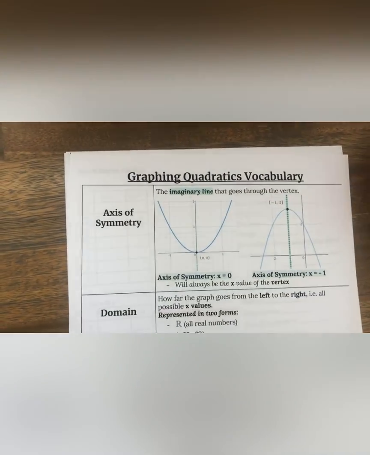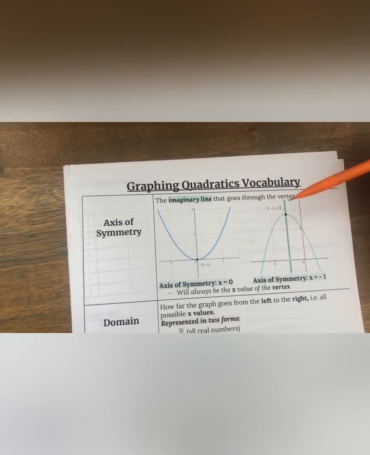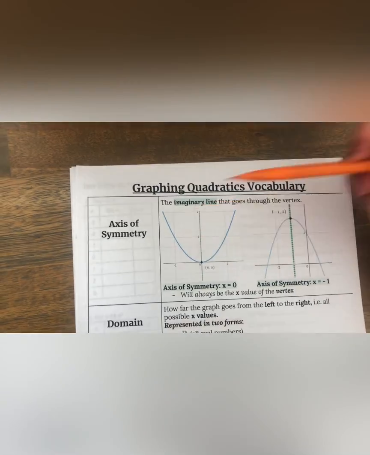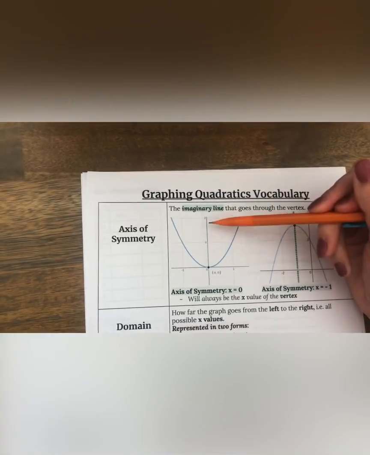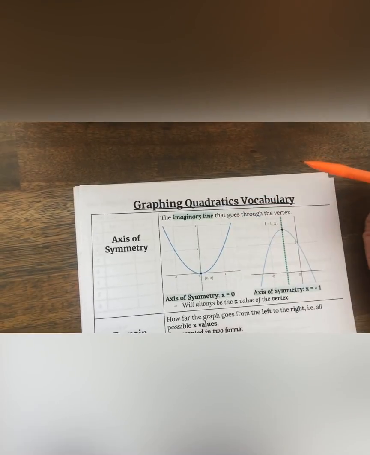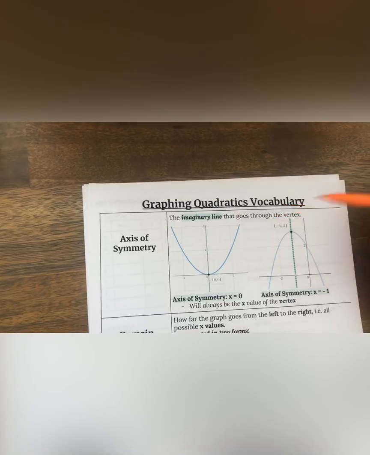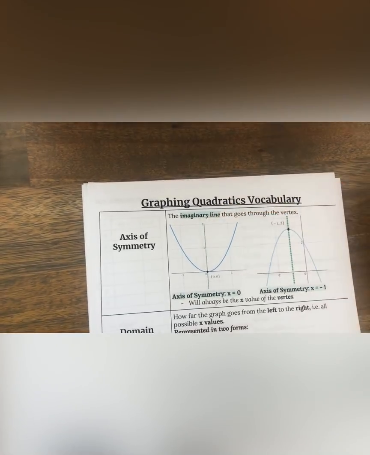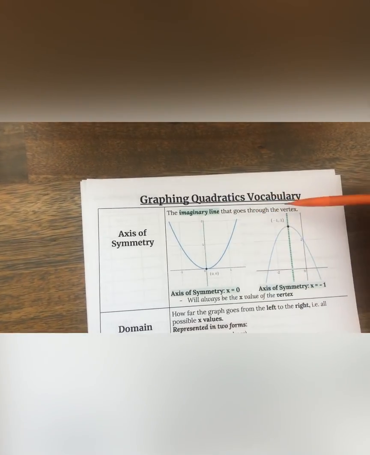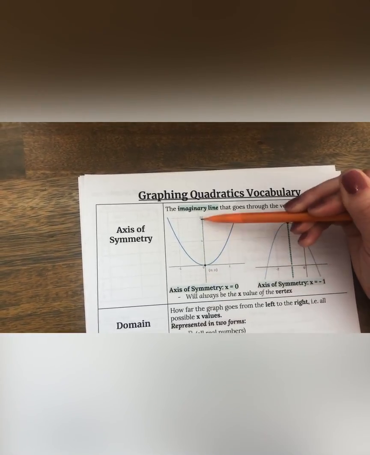Axis of symmetry. This is the imaginary line that goes through the vertex. Symmetry means it's equal on both sides, like if I folded the parabola on this line, it'd be symmetrical. This green dotted line won't always be there, that's why I put imaginary line. It goes through the vertex wherever it is. So for this one, the vertex is 0, 0, so it just goes right there.